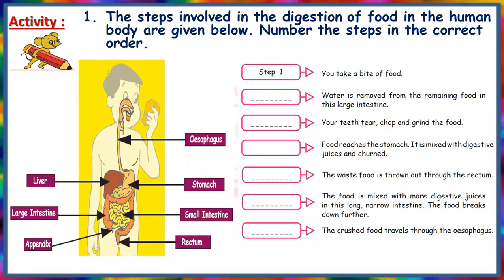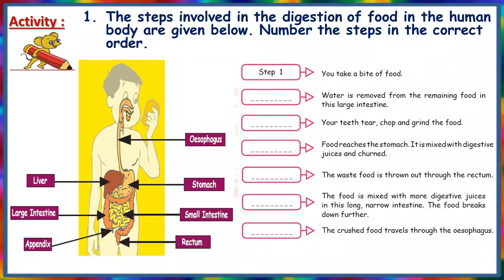Let me read all steps for your reference. Step 1. You take a bite of food. Water is removed from the remaining food in the large intestine. Your teeth tear, chop and grind the food. Food reaches the stomach. It is mixed with digestive juices and churned. The waste food is thrown out through the rectum. The food is mixed with more digestive juices in the long narrow intestine. The food breaks down further. The crushed food travels through the esophagus.